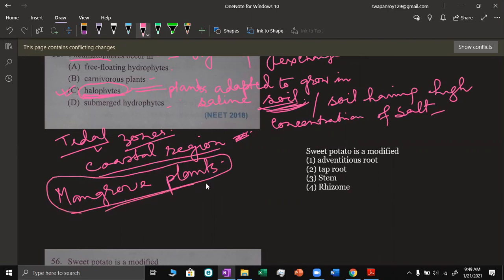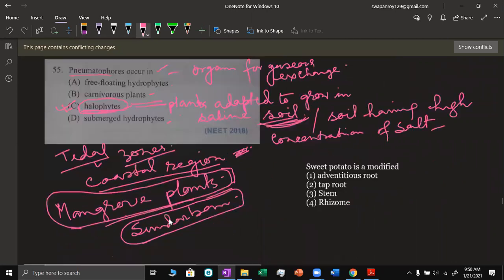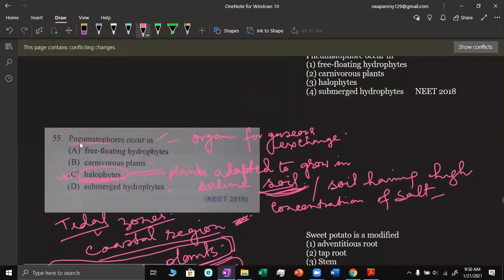Halophytes are those growing in the coastal region. They are the mangroves. In our country, all along the east coast and west coast, there is mangrove vegetation. The Sundarban, the largest delta, also has mangrove vegetation. And here pneumatophores are found in these areas. So halophytes, or mangrove plants, contain pneumatophores.